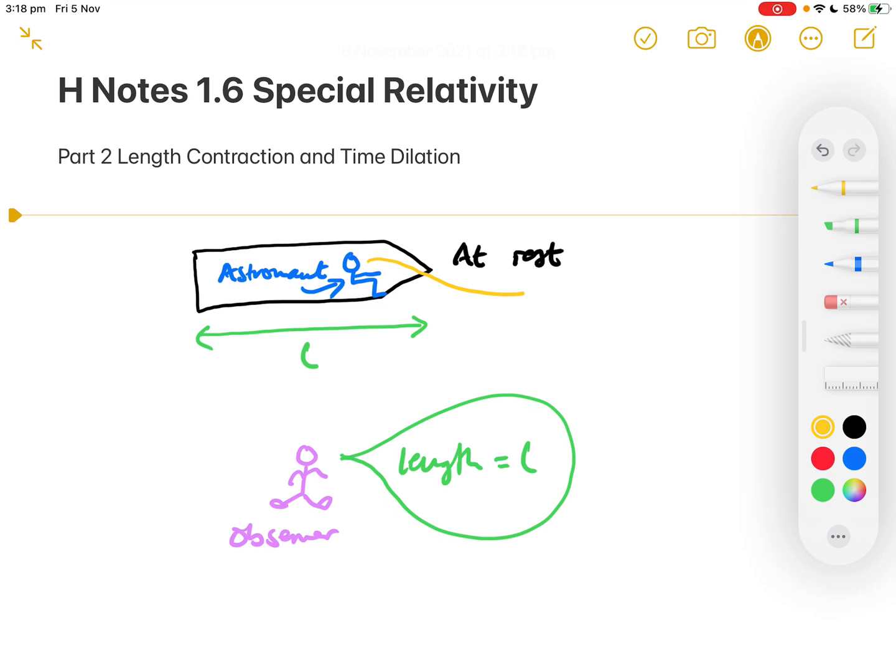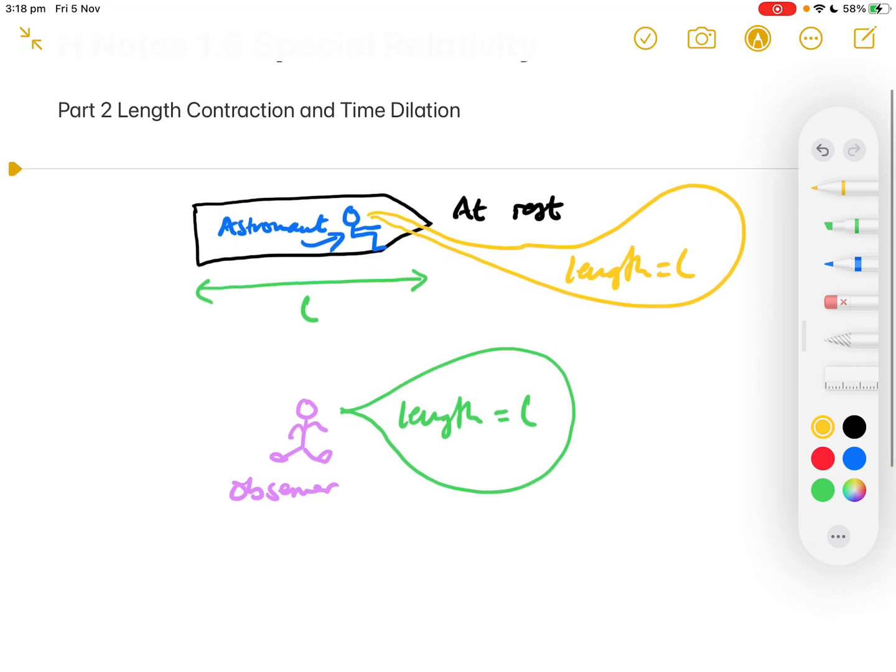And you shouldn't be surprised to know that the astronaut in the spaceship says that the length of the spaceship is L. So we're both quite agreed on the length of the spaceship. Let's say it's 50 meters or whatever. Everybody agrees. Nothing really to say there, to be honest. Relativity would say that the reason both observer and astronaut inside the spaceship, when it's at rest, say that its length is L, is because they're both in the same reference frame. So if they're both in the same reference frame, then they're always going to agree on their measurement.